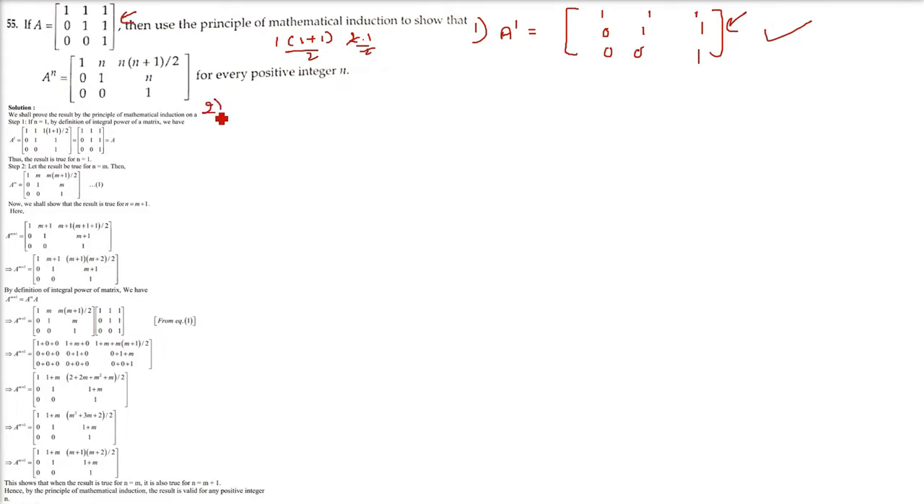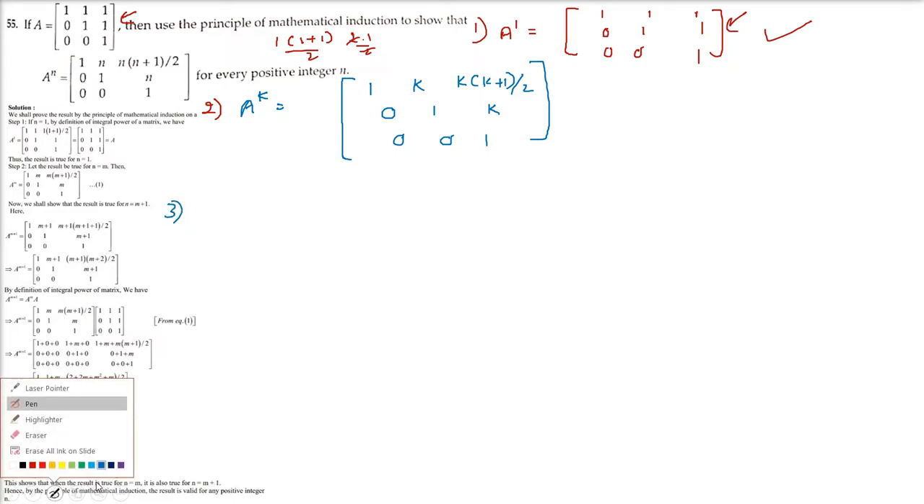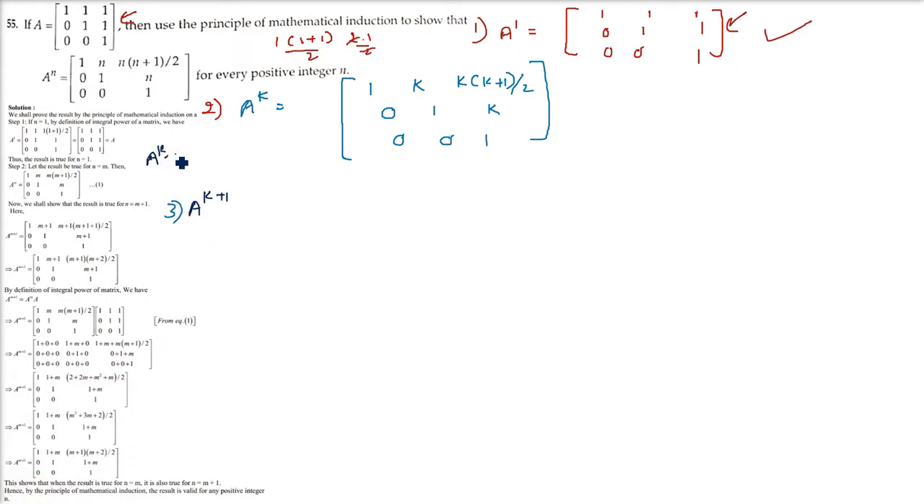Now the second step is, we assume that it is true for any k. You can also call it m, but I am calling it k. For any k it is true. That is 1, k, k(k plus 1) by 2, and this is 0, 1, k, 0, 0, 1. Now the third step is that assuming it is true for A raised k, it must be true for A raised k plus 1. If we are able to show it for A raised k plus 1, then it is true for every integer n.